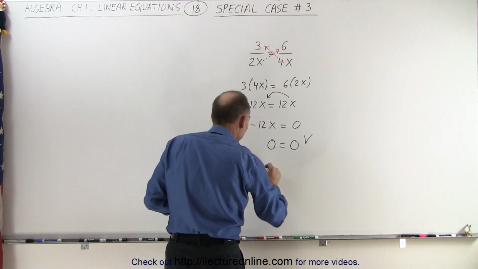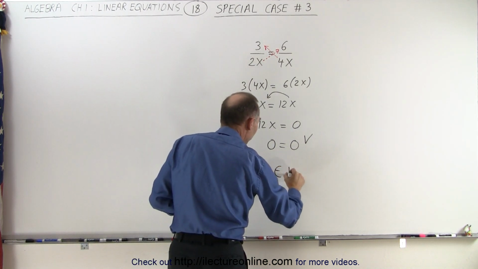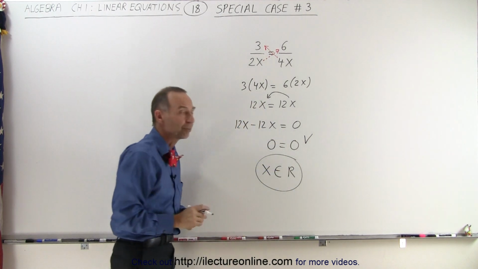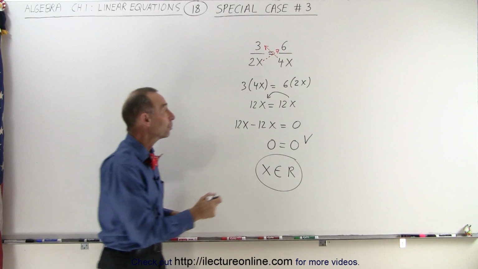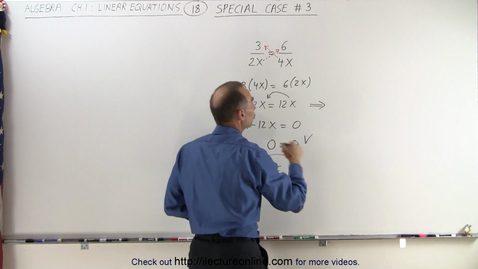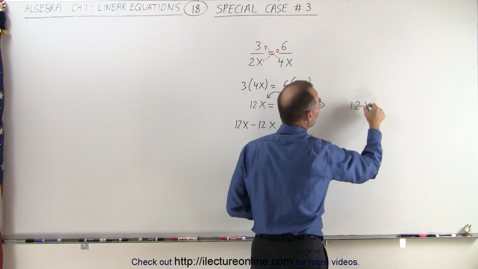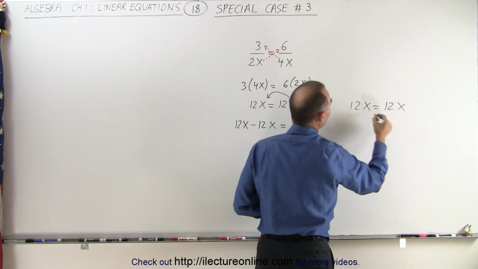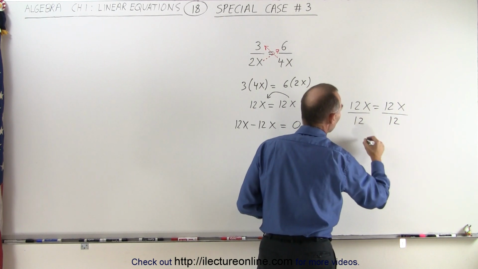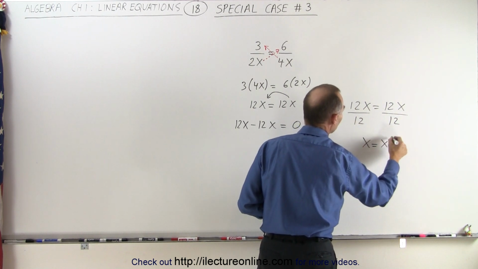It can be any value, so x is an element of the real number set, meaning you can plug in any value for x. Another way to look at that would be to say, let's divide both sides of the equation by 12. So we have 12x equals 12x, and now we're going to divide both sides of the equation by 12, which means we're going to get x equals x.